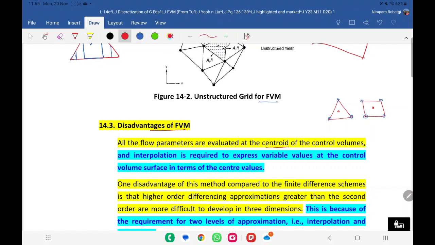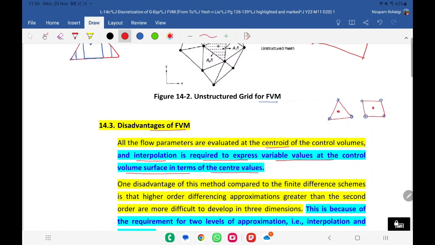So, in FDM, you go by points, nodes and nodes. In FVM, because you have to talk about volume, you have to talk about these points. So, you are talking in terms of nodes, and I don't think this is a negative point. But he's saying that all the flow parameters are evaluated at the centroid of the control volume, and interpolation is required to express variable values at the control volume surface in terms of central volumes.